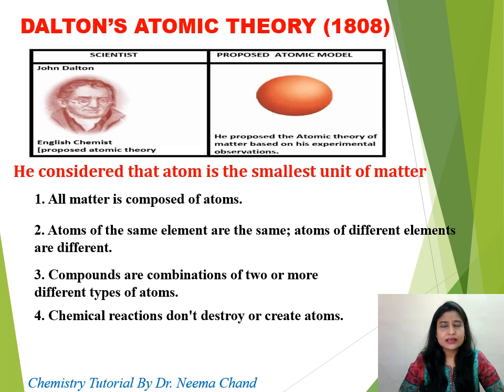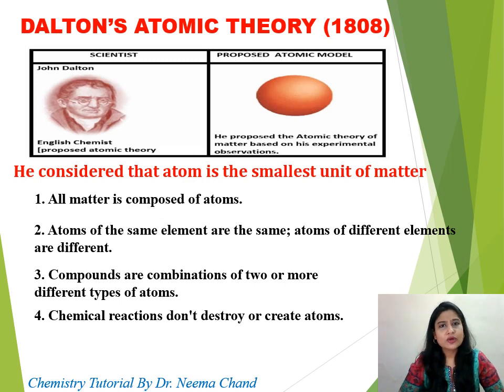Now the fourth part of Dalton's atomic theory suggested that chemical reactions do not destroy nor create atoms. According to Dalton, chemical reactions are merely the rearrangement of atoms, and in the process, they do not get destroyed nor do new atoms get created. Now, if we see all these postulates and theories, they form the basis of chemistry even today.